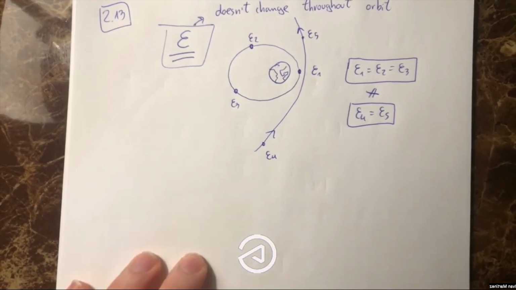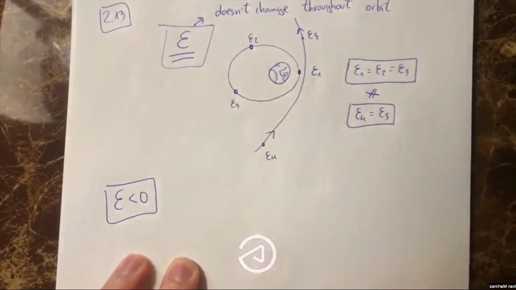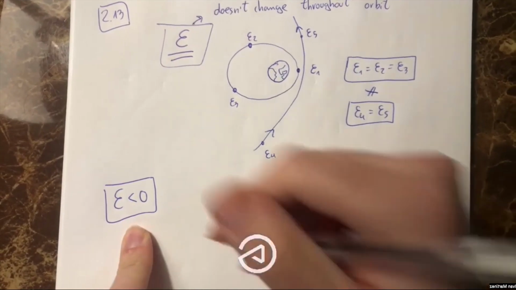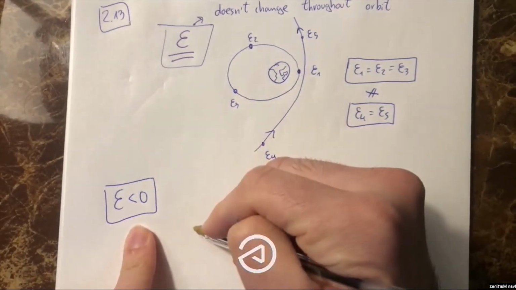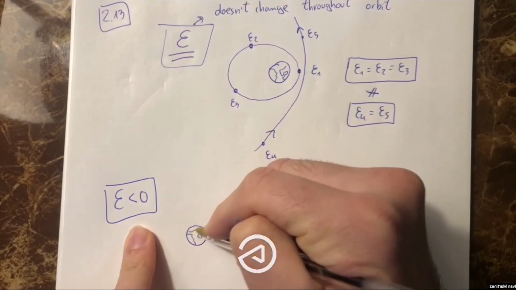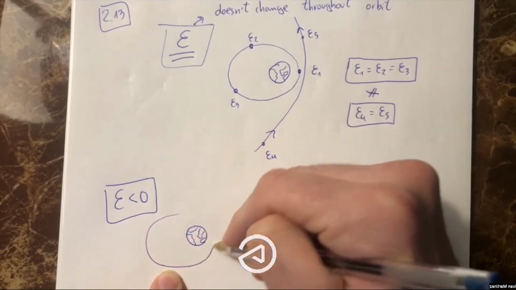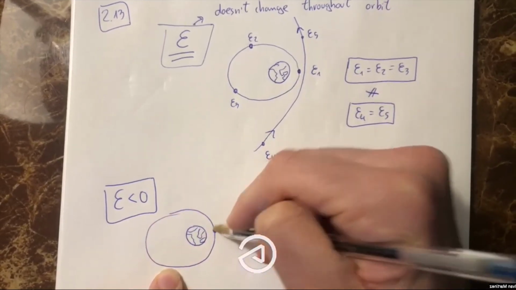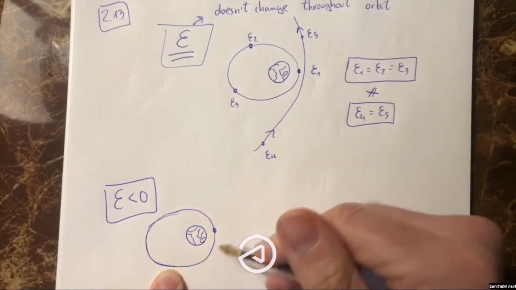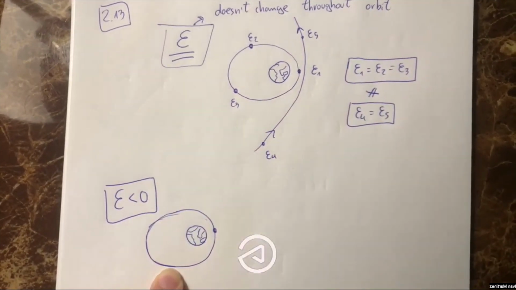So energy is negative. What does this mean? This means that the orbit is closed. So any orbit that is closed will have negative energy.